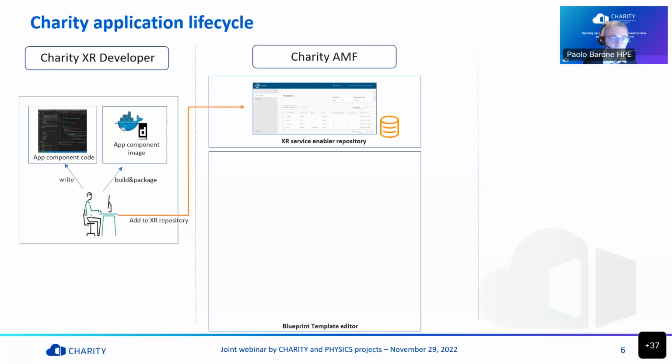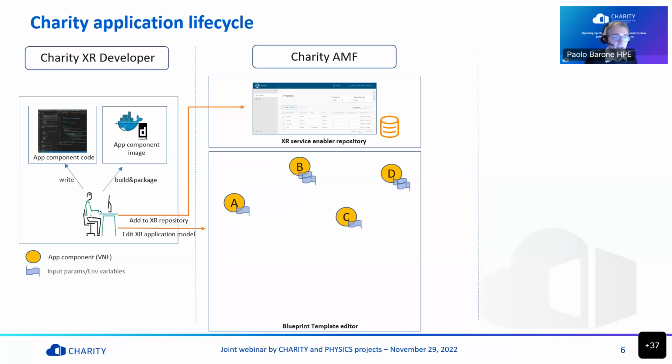First, he can upload the images to the Charity XR Service Enabler repository, so that they will be available there for selecting them while editing a blueprint for the application composition. Then the developer can access the blueprint template editor in order to define the application model. He will select from the available VNF images a set of them, the ones that he wants to put into his application. And for each of them, he can qualify additional properties. He can, as an example, define input parameters or environment variables that are required at runtime.